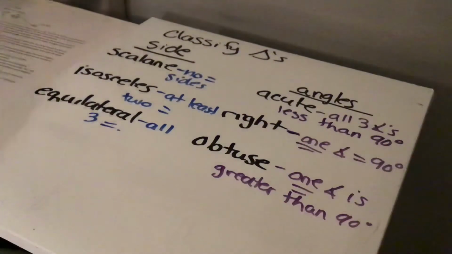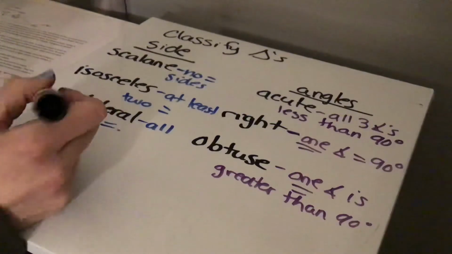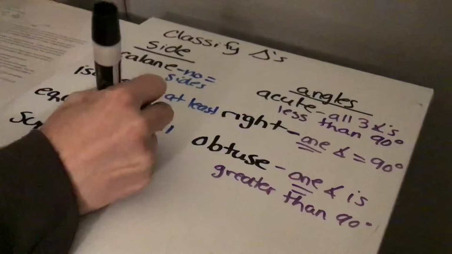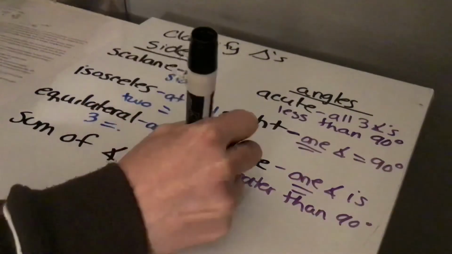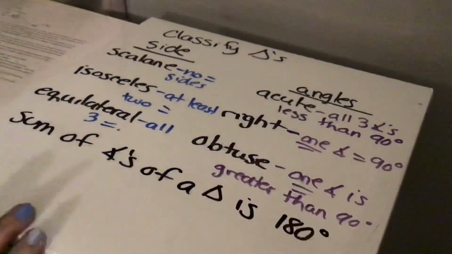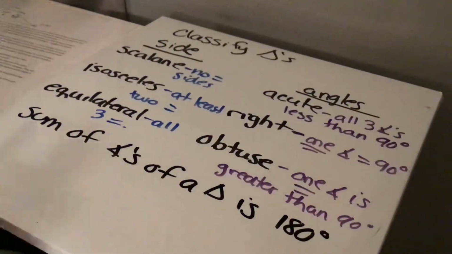Okay? When we're looking at the sum of the angles of a triangle, we can take a triangle and tear it apart and align the three angles next to each other and fit them together to see they form a straight line. So that tells us that the sum of the angles of a triangle is always 180 degrees. Okay, no matter what the triangle is, they always add up to 180.